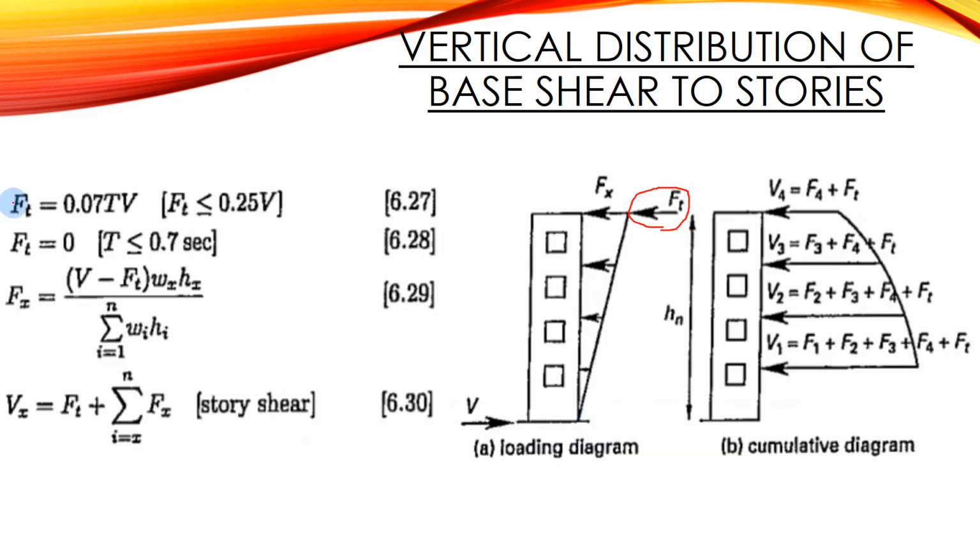Okay, ito na yung formula dali guys. Okay, so Ft is equal to 0.07 times T times the base shear V. Pero take note guys that Ft should be less than or equal to 0.25 of the base shear only. No, pag once malapas siya sa 0.25 times V, then the prevailing Ft is 0.25V.